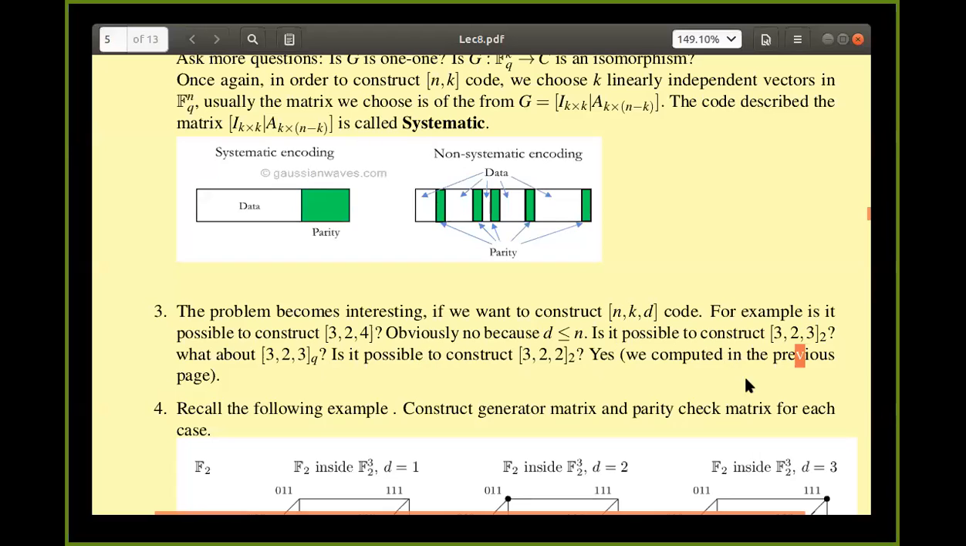Are you clear with the question? At least one of you is clear with the question. I had to map F2 power 2 to F2 power 3 with a distance equal to 3. I asked this earlier also, right? So 0, 0, 0 and 1, 1, 1.